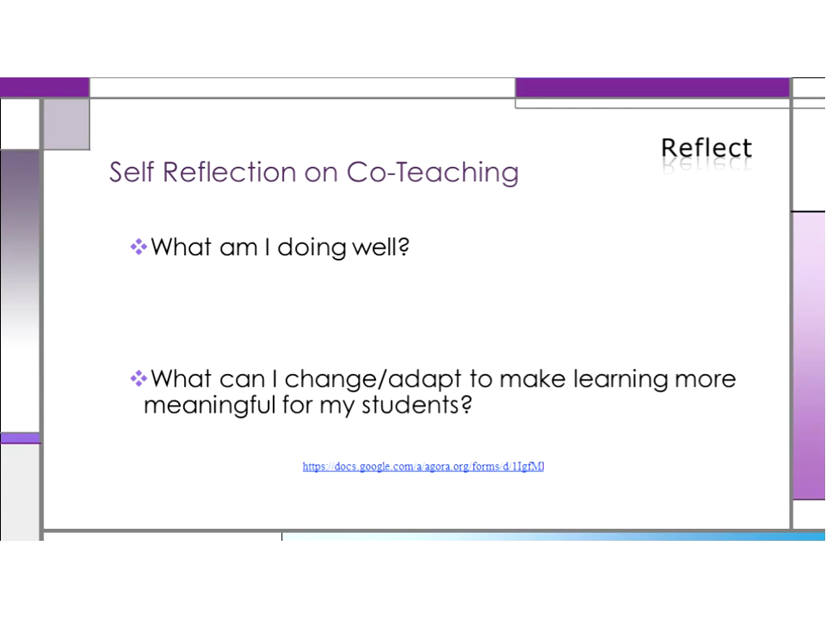So one last piece, our final goal is to do some self-reflection on co-teaching. So two questions. What am I doing well? Right now, give yourself some props. What are you doing well whenever it comes to co-teaching? And then what can I change or adapt to make learning more meaningful for my students? That's always our ultimate goal, is to make our student learning as best as possible. So go ahead on this Google form and fill that out, answering those questions and doing some self-reflection.